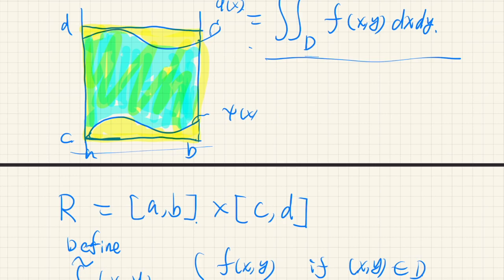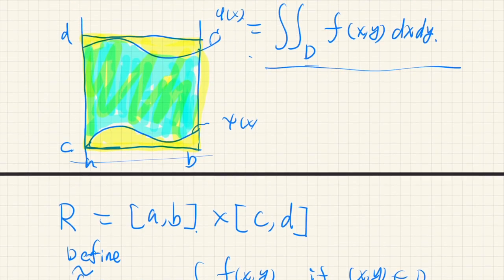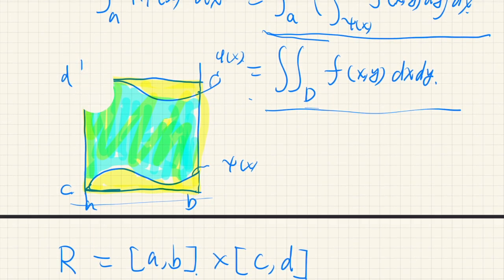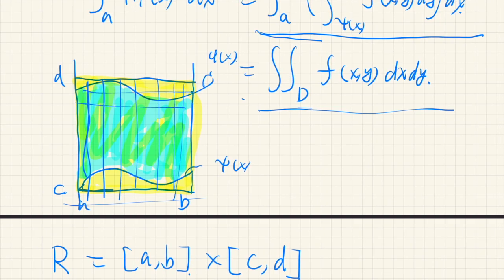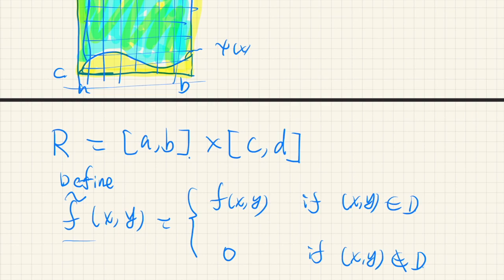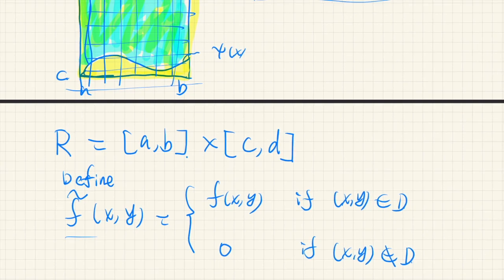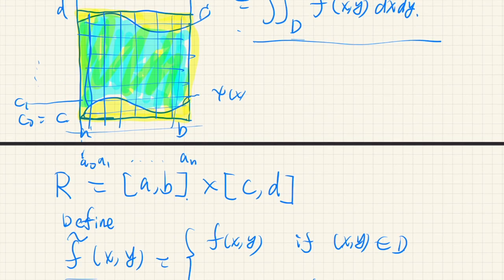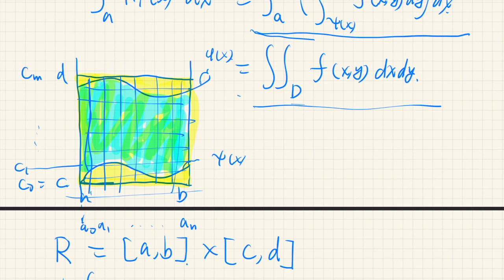Next, we consider the Riemann sum of this new function f tilde. For that, we first define a partition of this region R. So we partition this into many rectangular regions like this. So this will be a equal to a0, a1, and so on, up to an, and c equal to c0, c1, and so on, and d will be equal to cm.